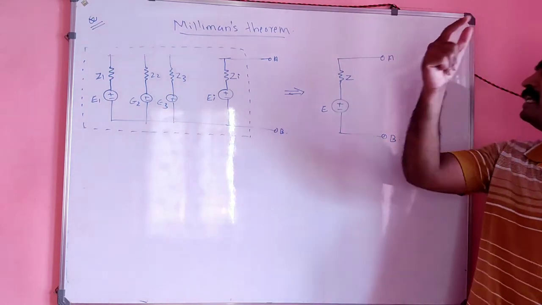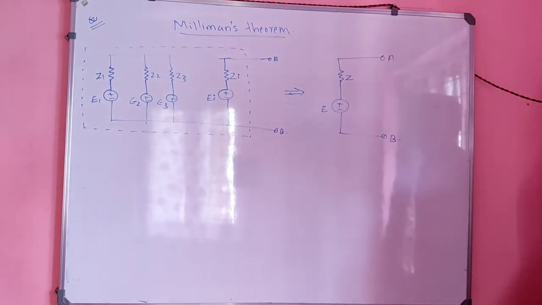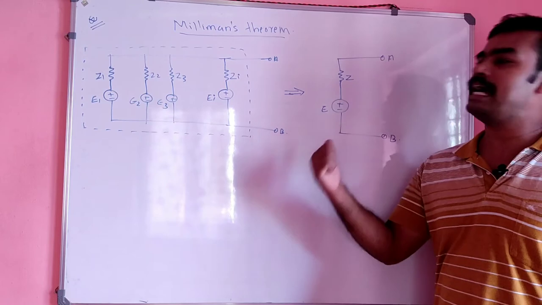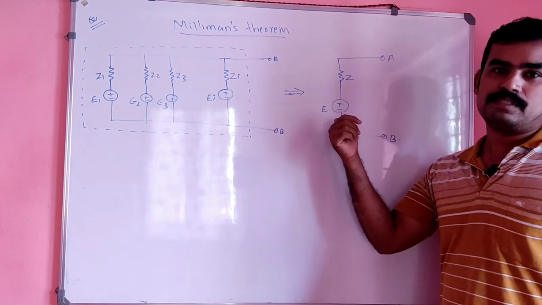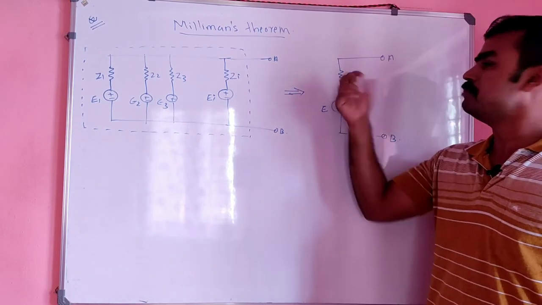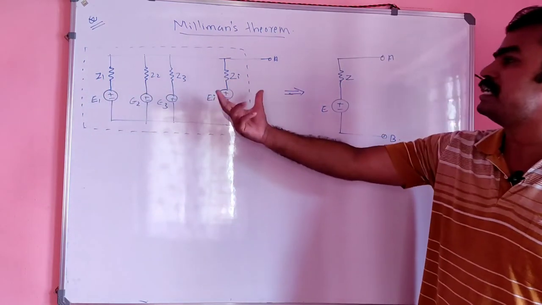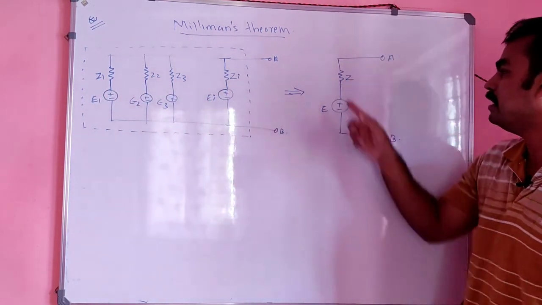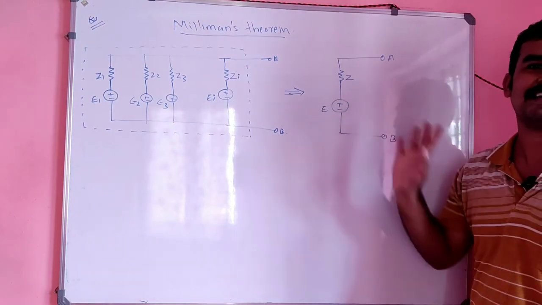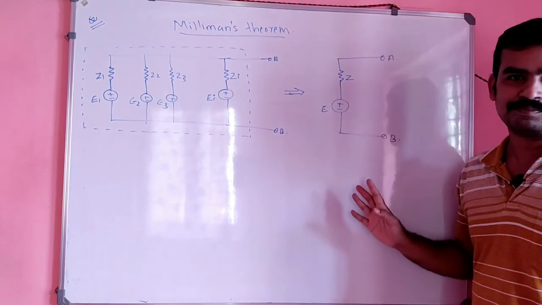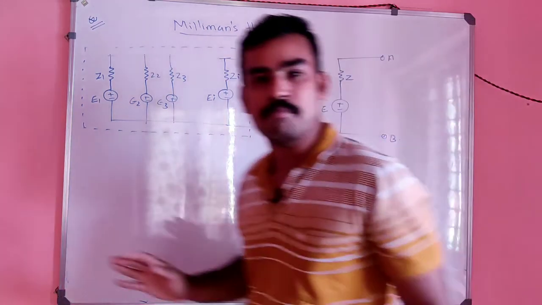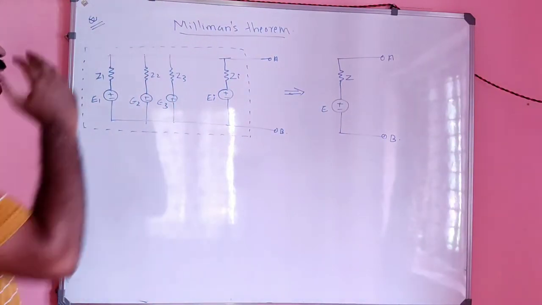Then what will be the result? The result can be represented by simply a voltage source in series with an impedance. That means this whole network can be reduced to a single element in series with a resistance or impedance. That is called Millman's theorem.